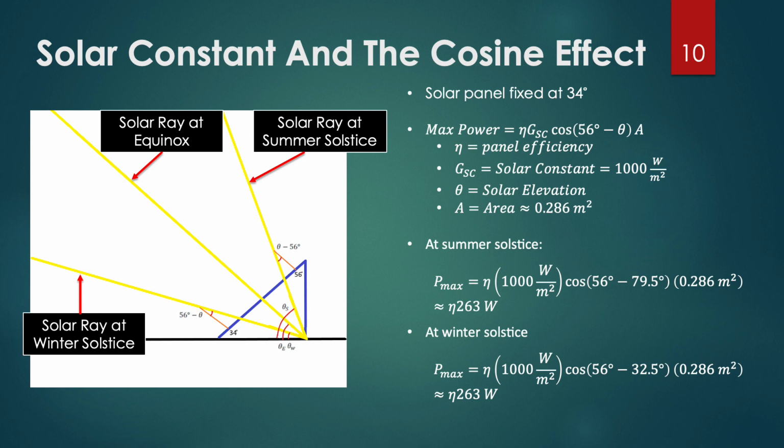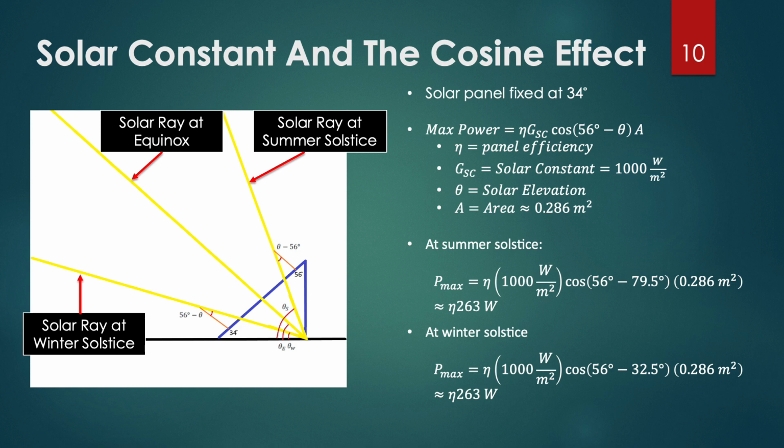At the winter solstice, same thing. You plug in the sun elevation. At this time, it's noon, so 32.5 degrees, and we get a maximum power of 263 watts times the efficiency. And so you lose a little bit of power because of this cosine effect, and the fact that the solar constant is measured on a surface perpendicular to its solar rays.